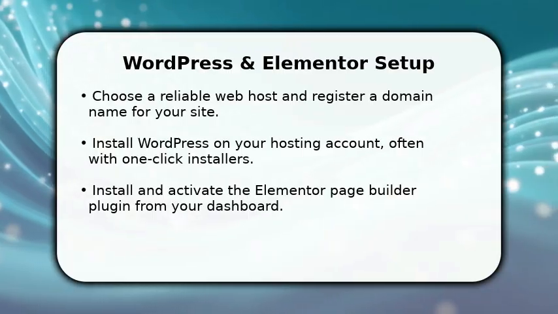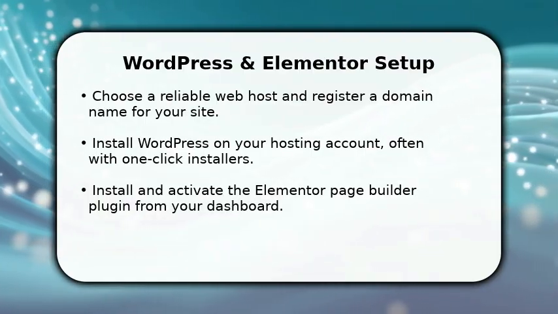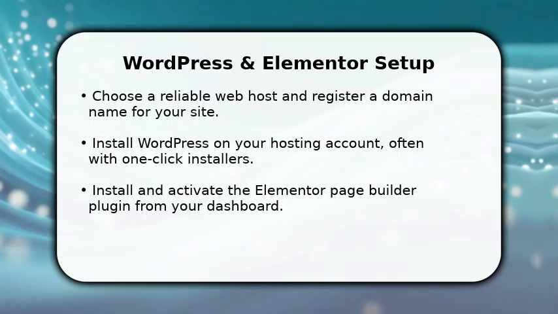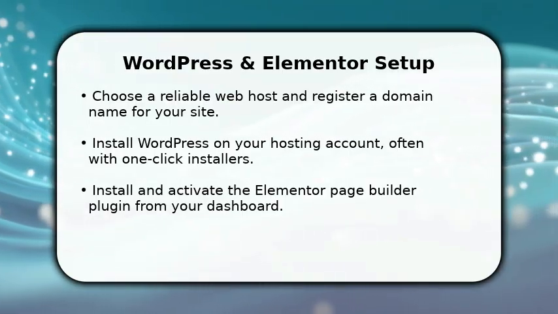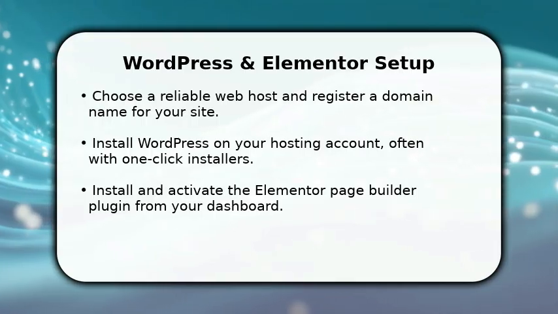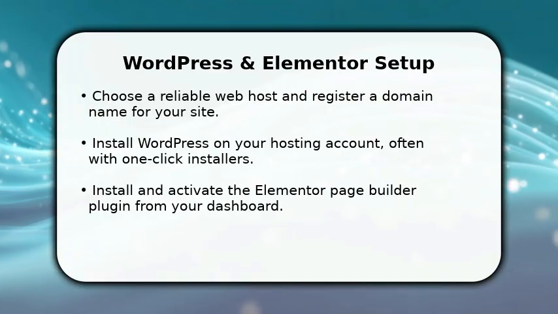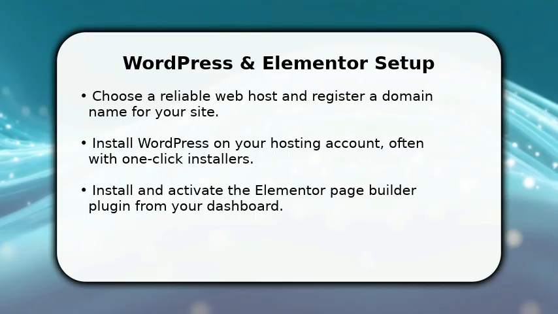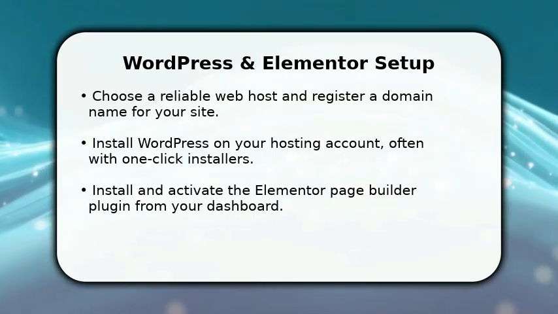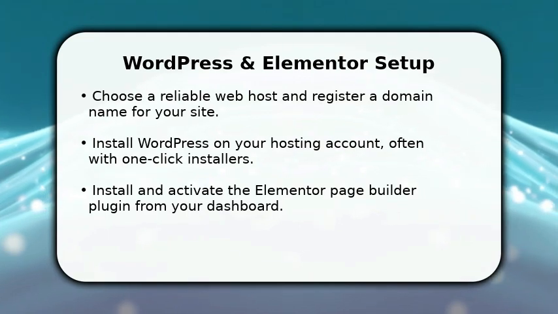In this video, I will explain how to make a WordPress website using Elementor. First, you will need to select a reliable web host and register a unique domain name for your online presence. Once that is set up, install WordPress on your hosting account, which is often a simple process with one-click installers. Finally, install and activate the powerful Elementor Page Builder plugin directly from your WordPress dashboard. This foundational setup takes only a few minutes.